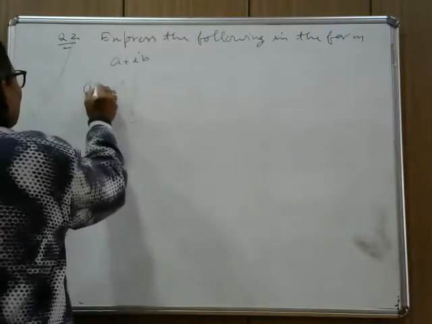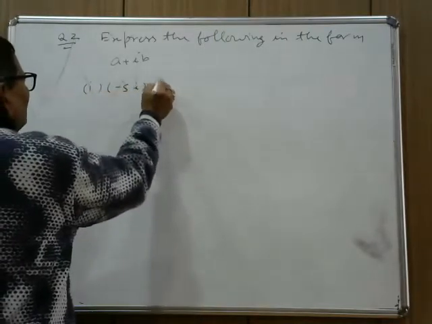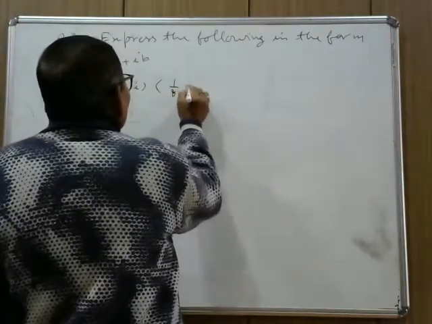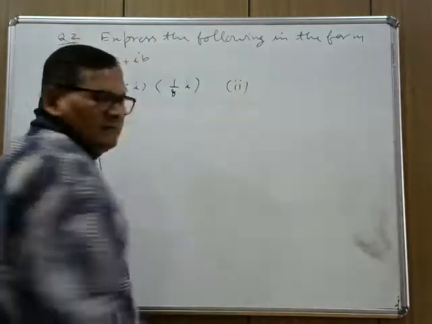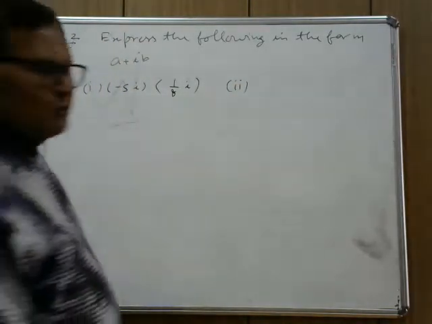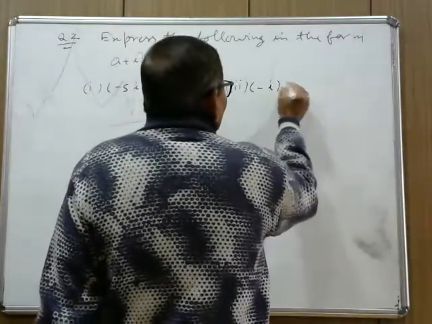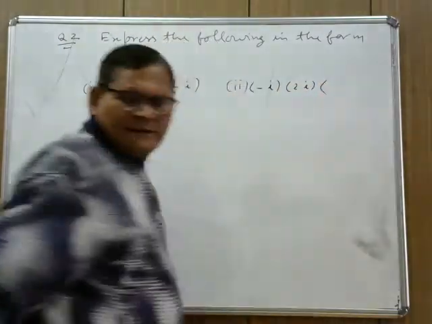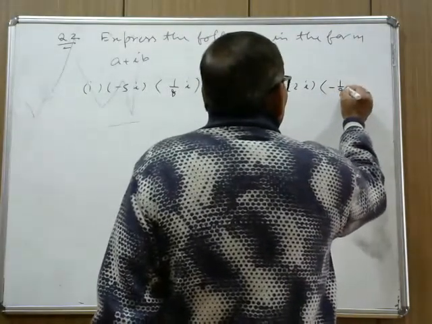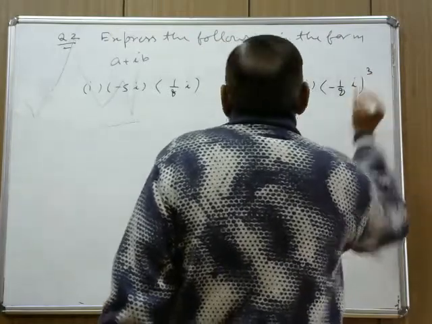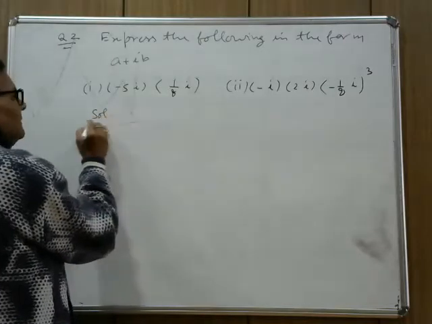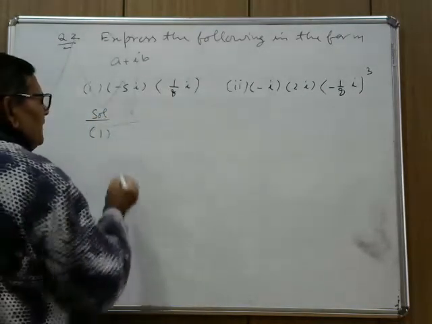First, minus 5i multiplied by 1 by 8i, and second, minus i into 2i multiplied by minus 1 by 8i whole cube. First case: you have to express this product in the form of a plus ib.